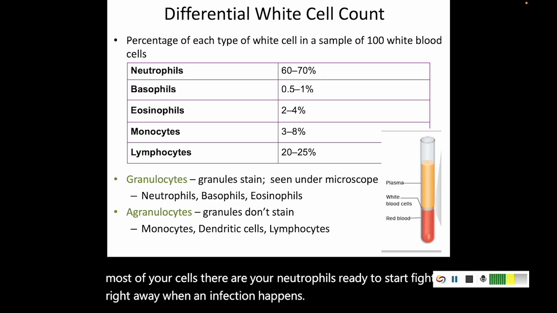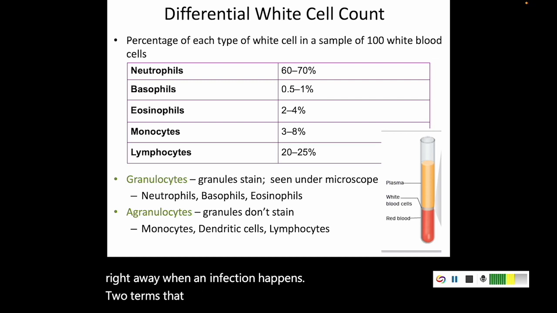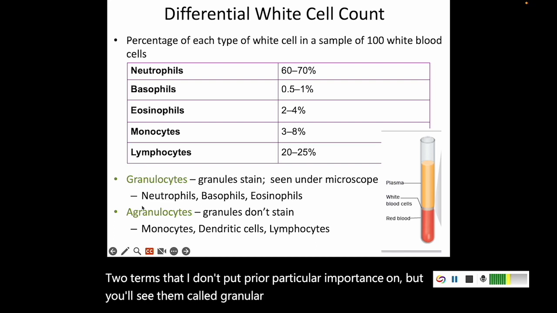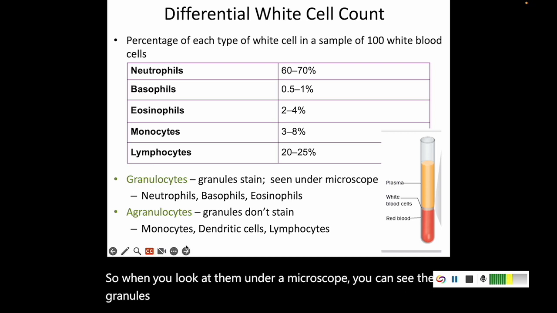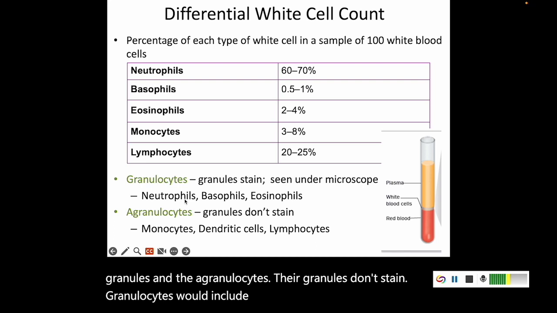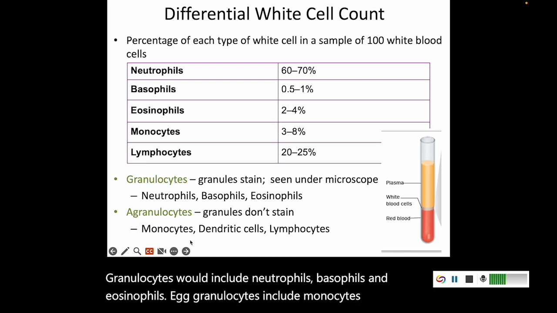Two terms that I don't put particular importance on, but you'll see them called granulocytes and agranulocytes. Both of these have granules, but the granulocytes have granules that stain. So when you look at them under a microscope, you can see the granules, and the agranulocytes, their granules don't stain. Granulocytes would include neutrophils, basophils, and eosinophils. Agranulocytes would include monocytes, dendritic cells, and lymphocytes.